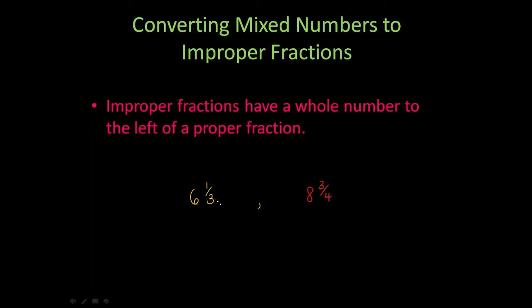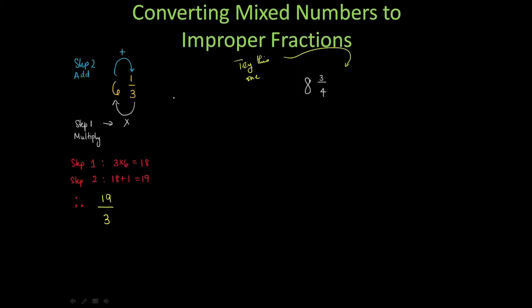How do we change from a mixed number to an improper fraction? Well, it's not hard. Using the same numbers from the slide before. Step 1, you just multiply the denominator by the whole number, and then whatever answer you get, you add it to the numerator, and then just put it above the fraction bar over the denominator that was there previously. So let's try this one. This one should be cool.